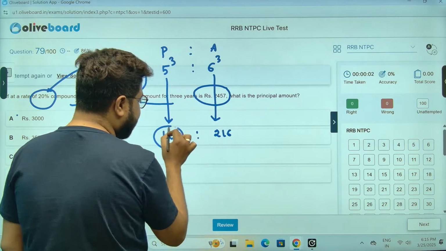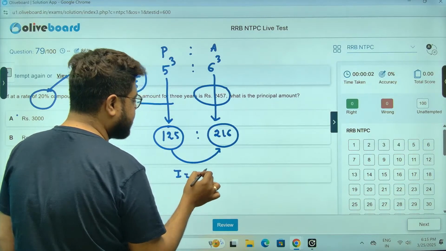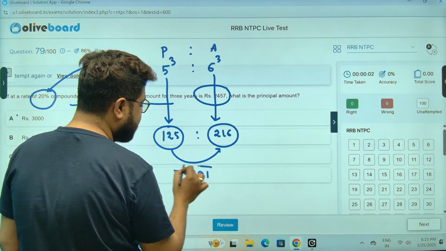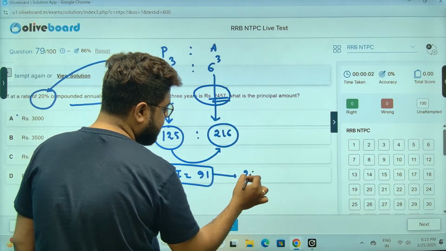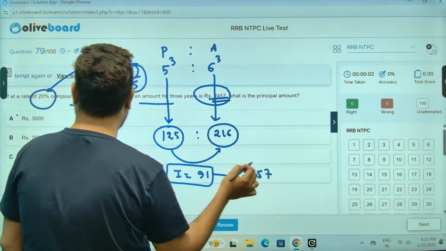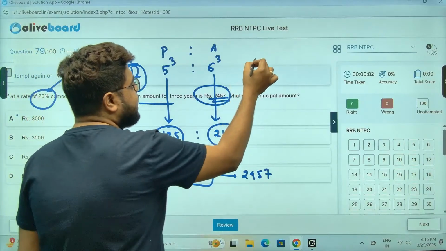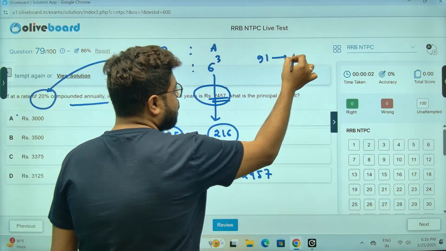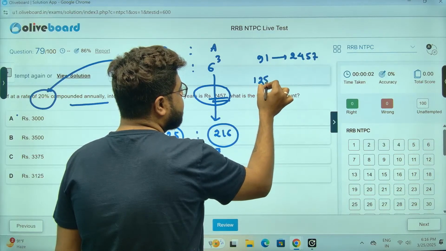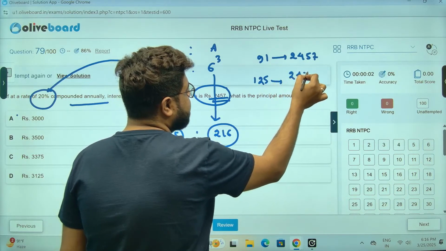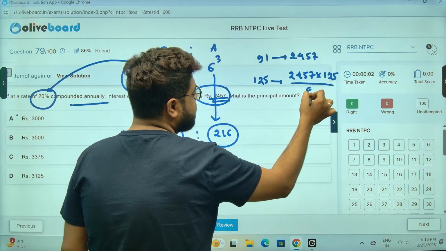Sir, this is principal, this is amount. Interest is how much, sir? 91 rupees. That is given as 2457. They are asking the principal amount, meaning they are asking the value of 125. So 91 is 2457, 125 will be 2457 into 125 divided by 91, sir.